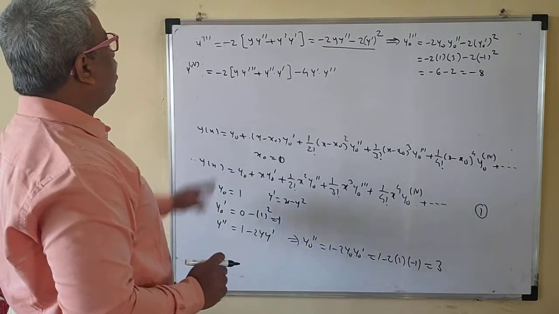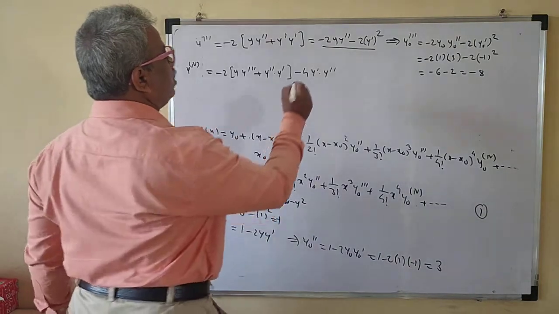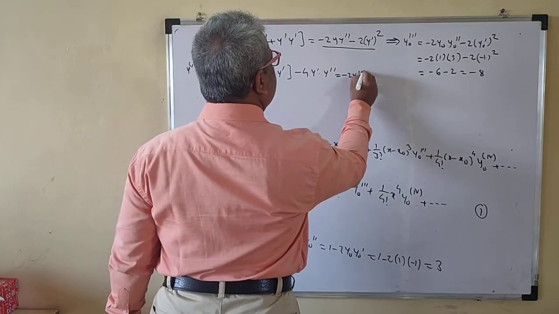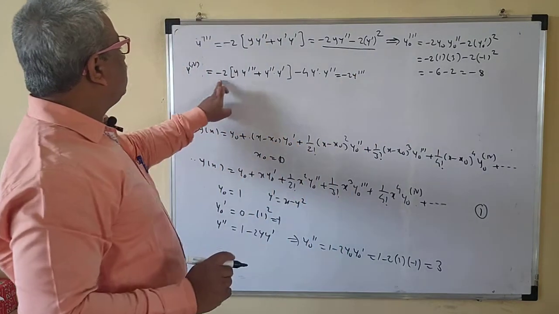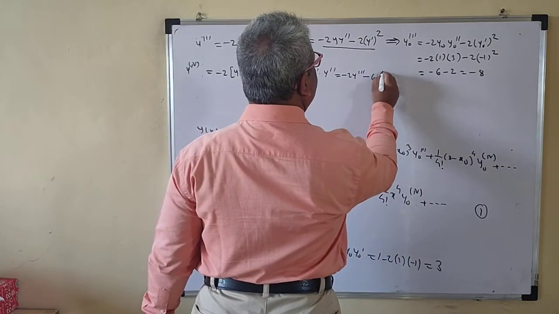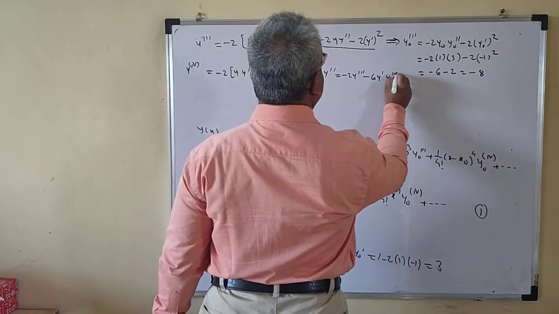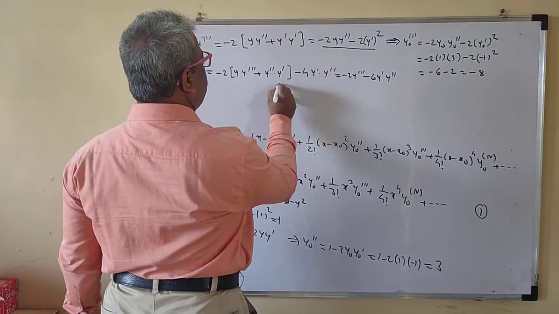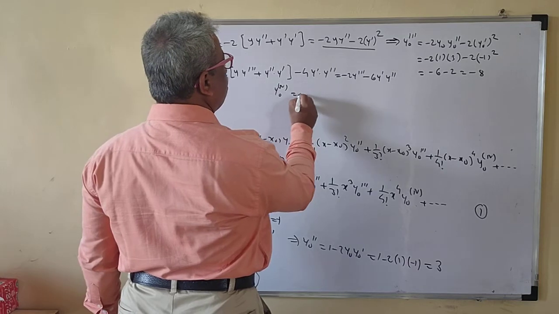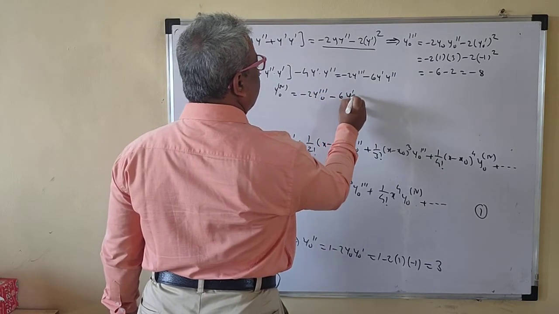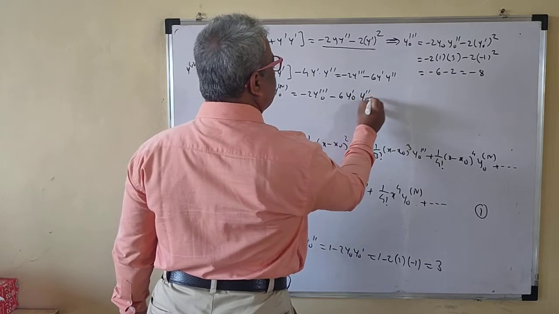Okay. So here we can simplify this. So that is minus 2y third derivative. Then this is minus 2 and minus 4, so this will be minus 6 y prime y double prime. Okay. So now we'll find the fourth derivative at y naught. This will be minus 2 y naught third derivative, minus 6 y naught prime, y naught double prime.